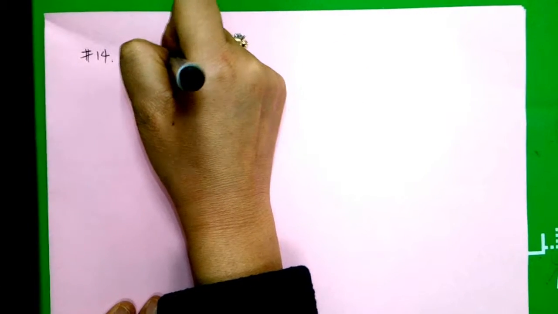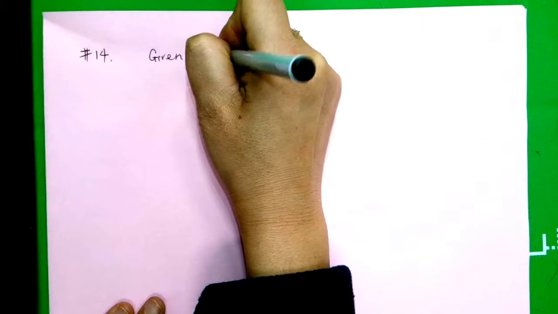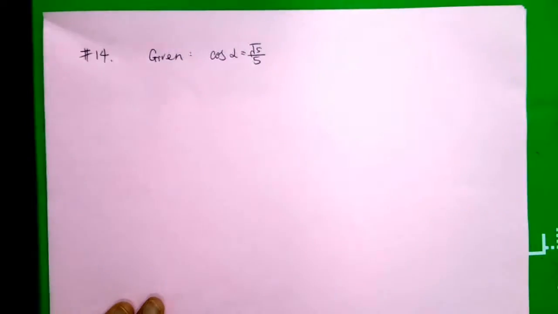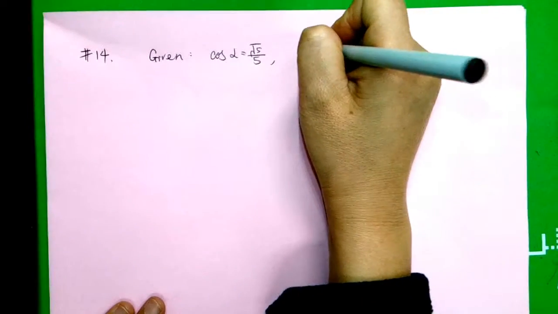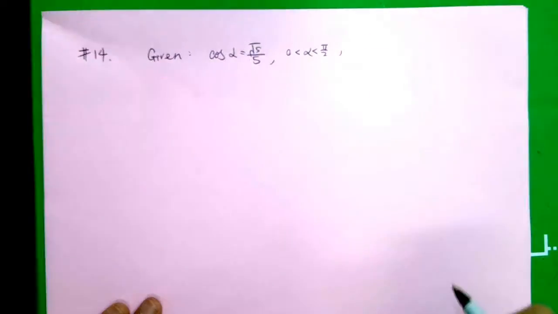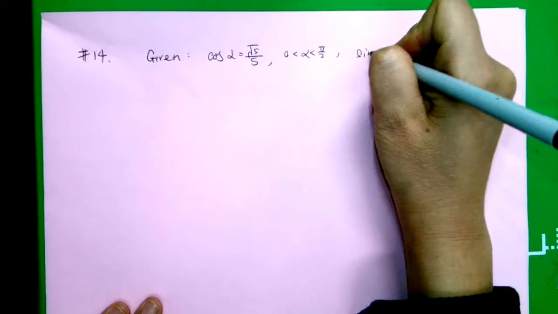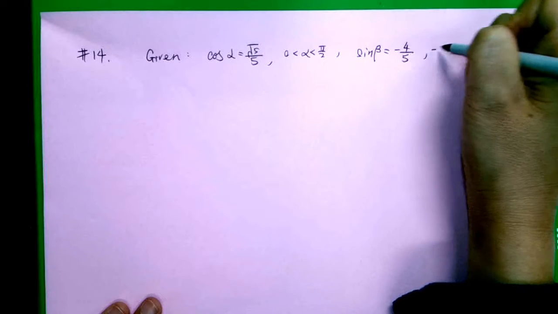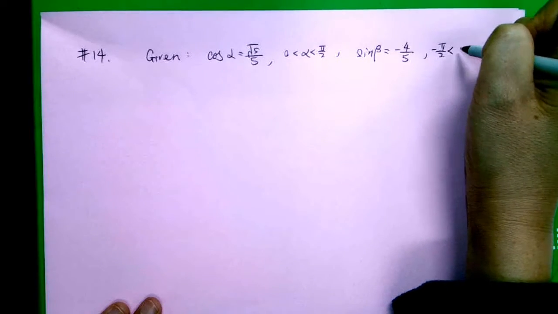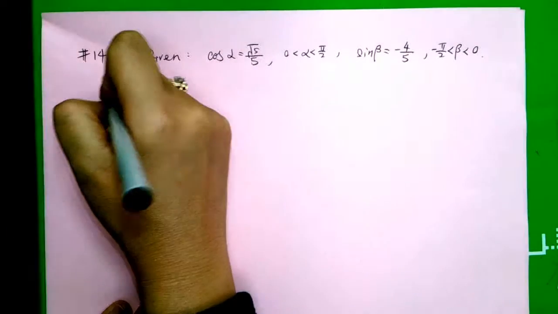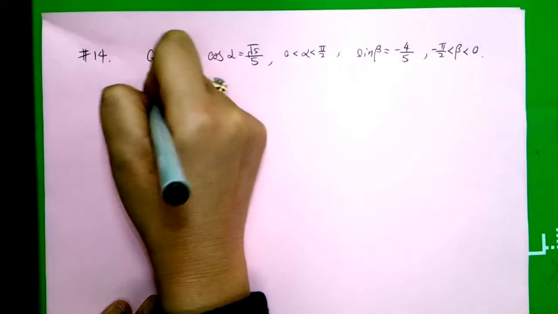Right, number 14, you have a given condition. Given cosine alpha equals the square root of 5 over 5. This alpha angle is between 0 and pi over 2. You also have sine beta equals negative 4 over 5. This angle is between negative pi over 2 and 0. Your job is finding sine of alpha plus beta.